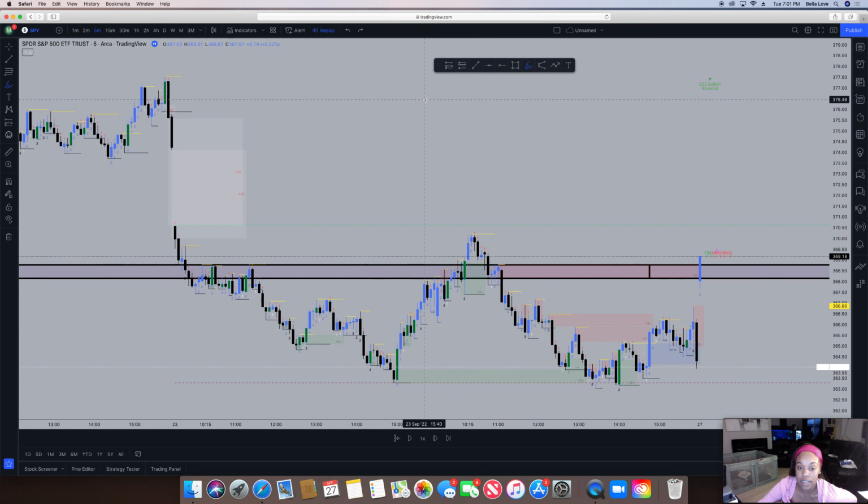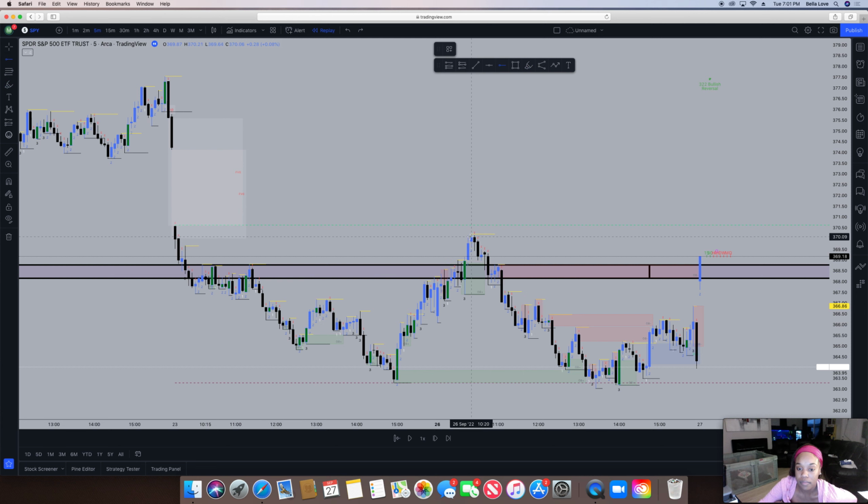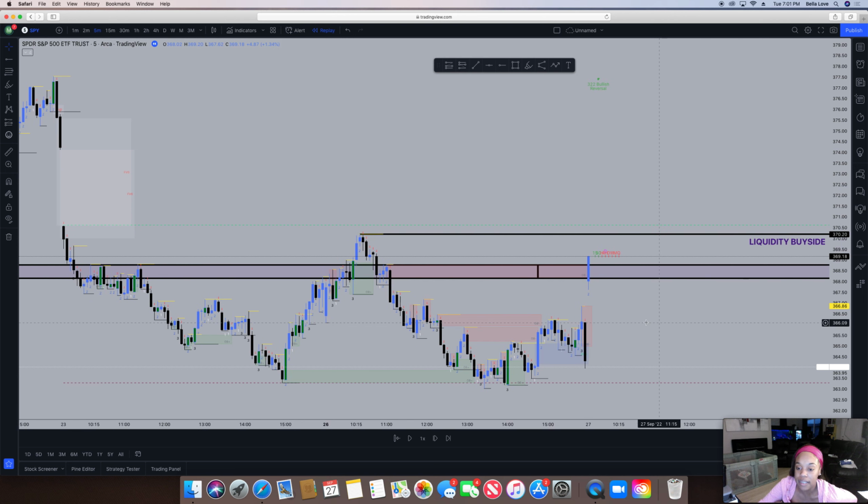So just zooming out real quick, you guys can see here that there is liquidity to the buy side at 370.20. Exactly at 370.20. Alright, so there is liquidity to the sell side. So it is also running through a bearish order block, and this is running with momentum. So I would expect the buy side liquidity to be taken out.